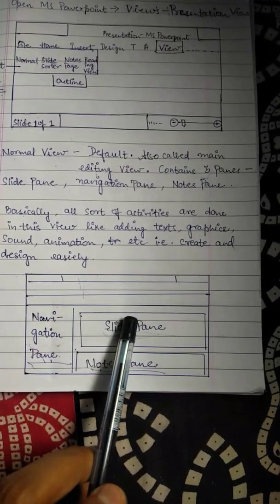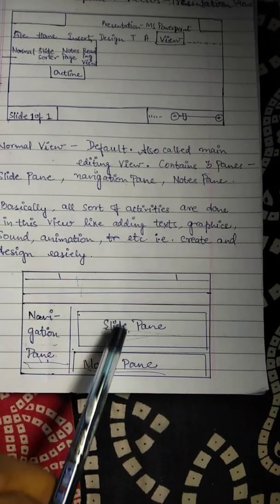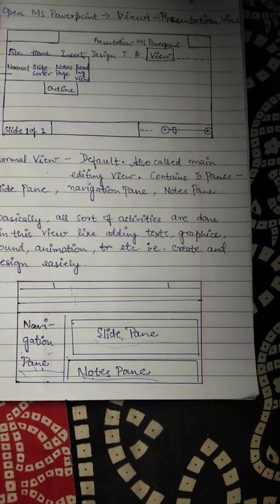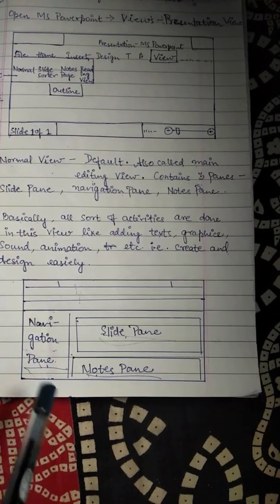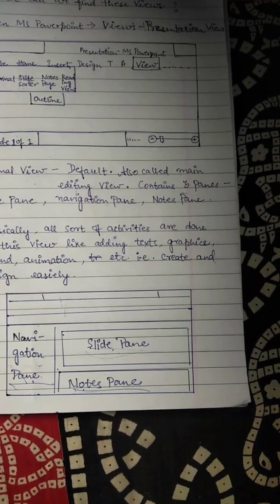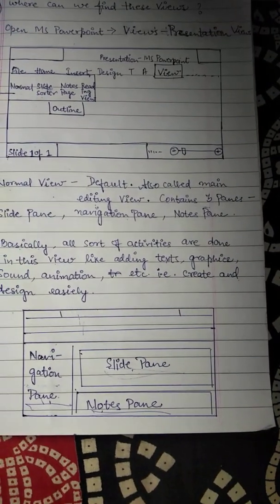Keep these in mind, students, this is very important. Navigation pane is here, slide pane is here, and notes pane is here. This is an important thing you need to keep in your mind related to the views. This is going to help. So let's move on to outline view now.